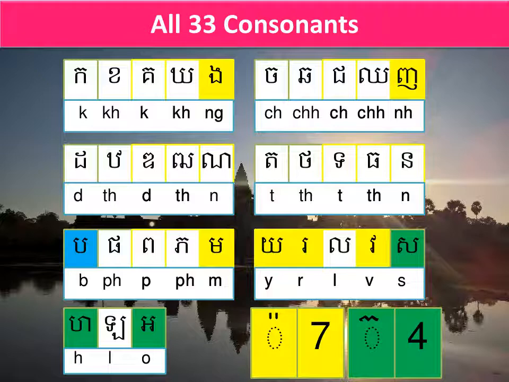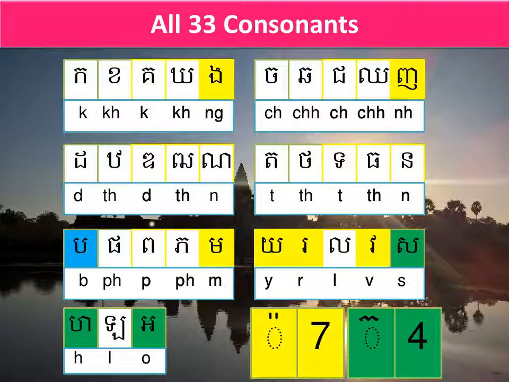So the first group is ko, ko, the green highlight. But the yellow highlight is the other group: ko, ko, ngo. But ko, ko have pairs. The pair of ko is ko. The pair of ko is ko. But ngo doesn't have a pair.